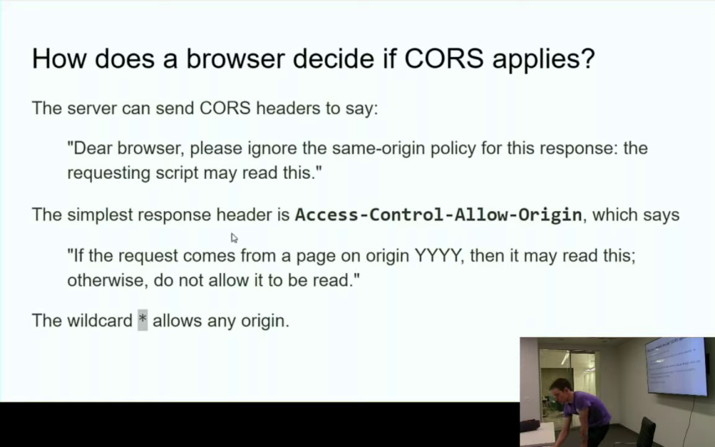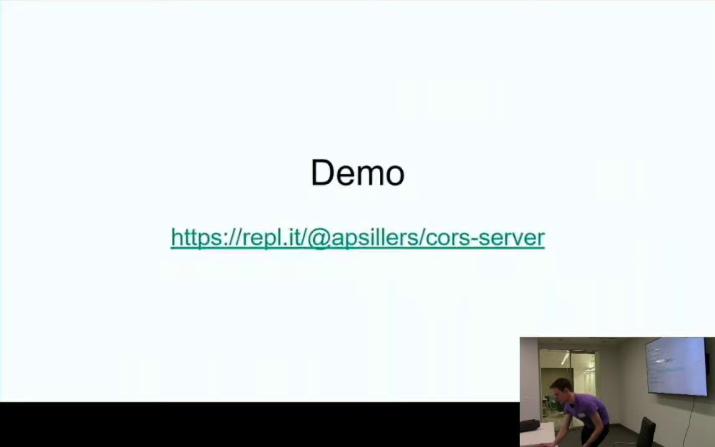So the simplest response header is called Access-Control-Allow-Origin, and we'll see that in practice in just a second. That's a way of saying if the request comes from a page on whatever origin the value of this header is, then it may read this. Otherwise, don't allow it to be read. You can also use the wildcard star instead of specifying a specific origin. Okay, so we'll look at a demo real quick.